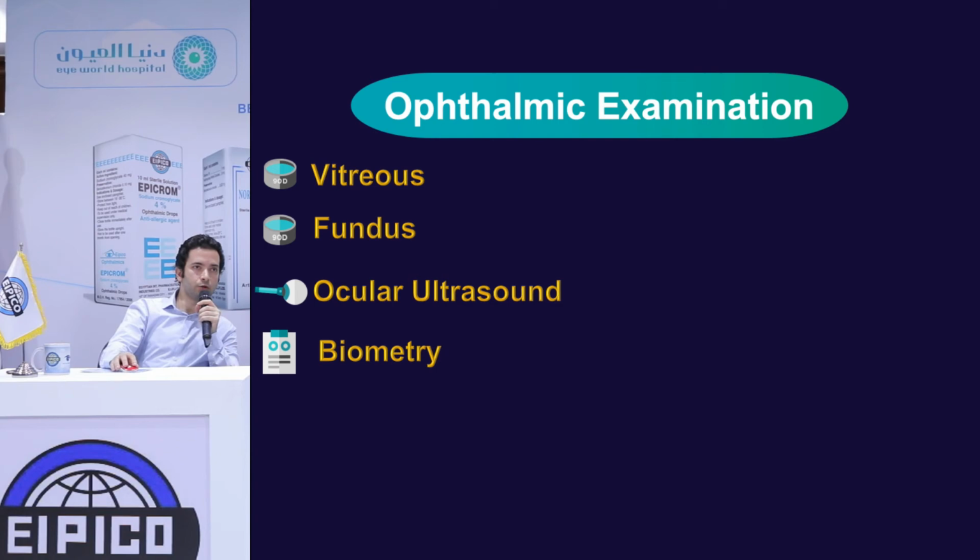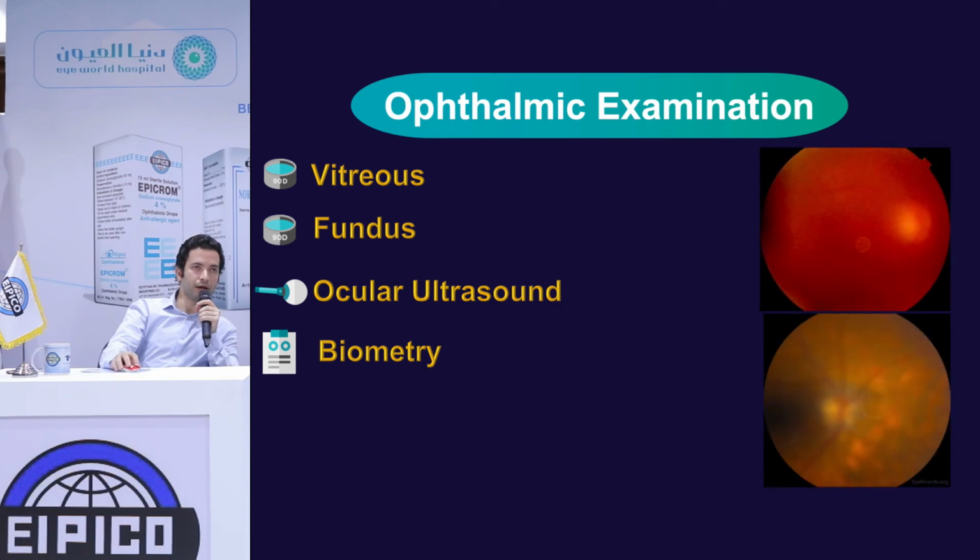Then you should use your auxiliary lens, like the 90 diopter or 78 diopter, or indirect ophthalmoscopy, in order to examine the posterior segment of the eye. So you can check the vitreous, as sometimes the patient could have a vitreous hemorrhage and be attributing his loss of vision to the cataract. However, the loss of vision is due to vitreous hemorrhage. It is a very common scenario, especially in diabetic patients.